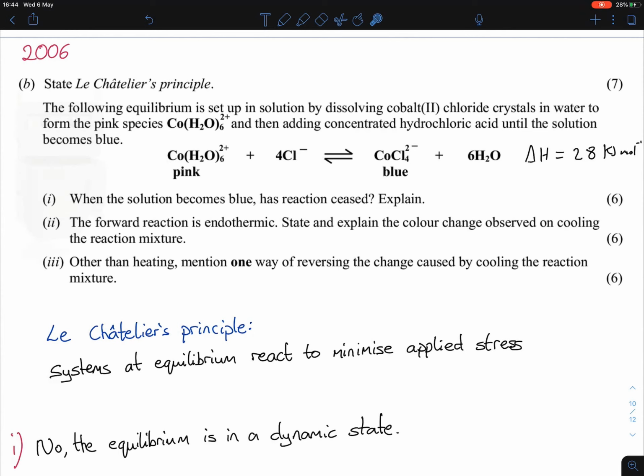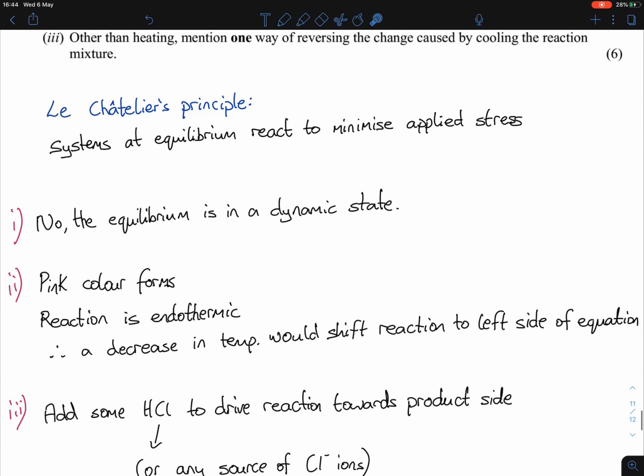So how could I reverse the change here? I wanted to go to a blue colour. It was pink, and I now want to go to blue. Well, think of your concentrations. Just dump in a load more HCl. If I add in some HCl, some chloride anions, it'll drive the reaction towards the product side. So adding some HCl drives the reaction towards the product side.